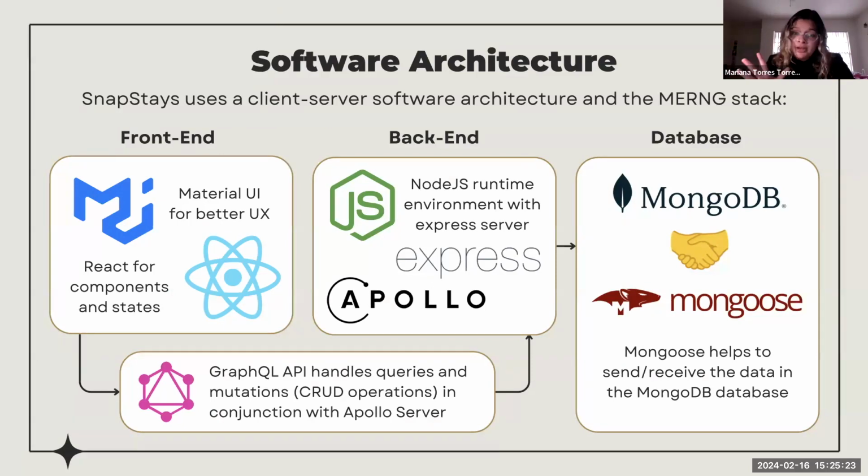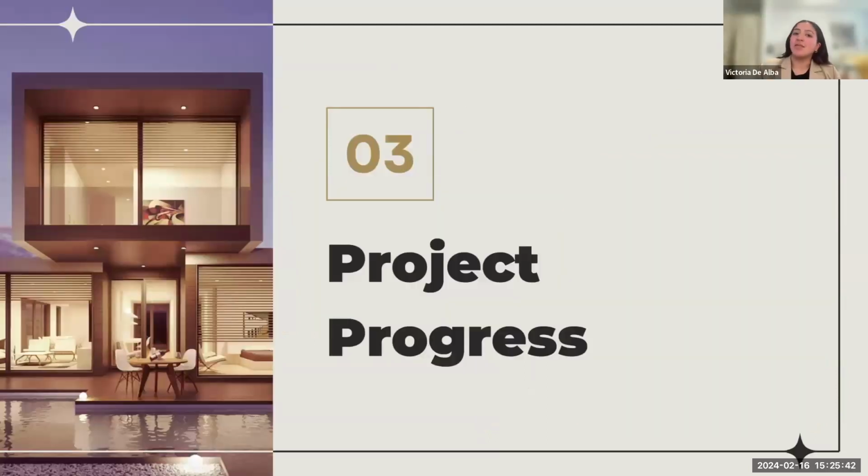GraphQL handles all of the API-related operations and connects the front end to the back end. Our server is a combination of Node.js, Express, and Apollo Server, which helps with GraphQL. And then finally, our database stores all of the data in MongoDB, and we use Mongoose to connect that to the server.